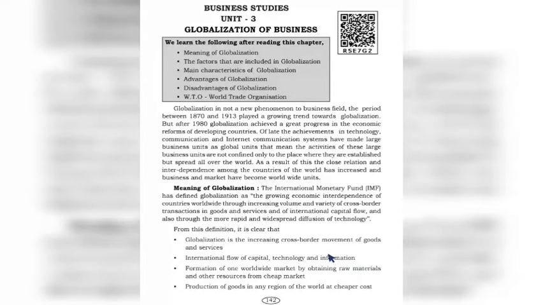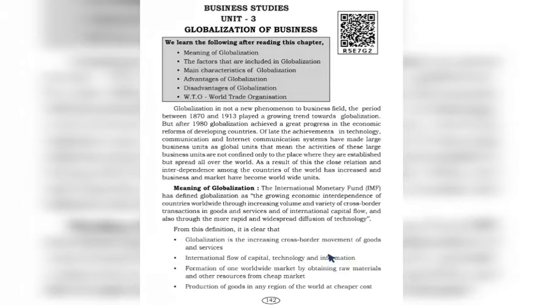But after 1980, globalization achieved great progress in the economic reforms of developing countries. Up till 1913, people were only discussing and thinking about globalization. But after 1980, people started practicing it practically, and as a result, they achieved great progress in economic reform. Who achieved the great progress? The developing countries. Because of globalization, many developing countries got the major benefit out of it.